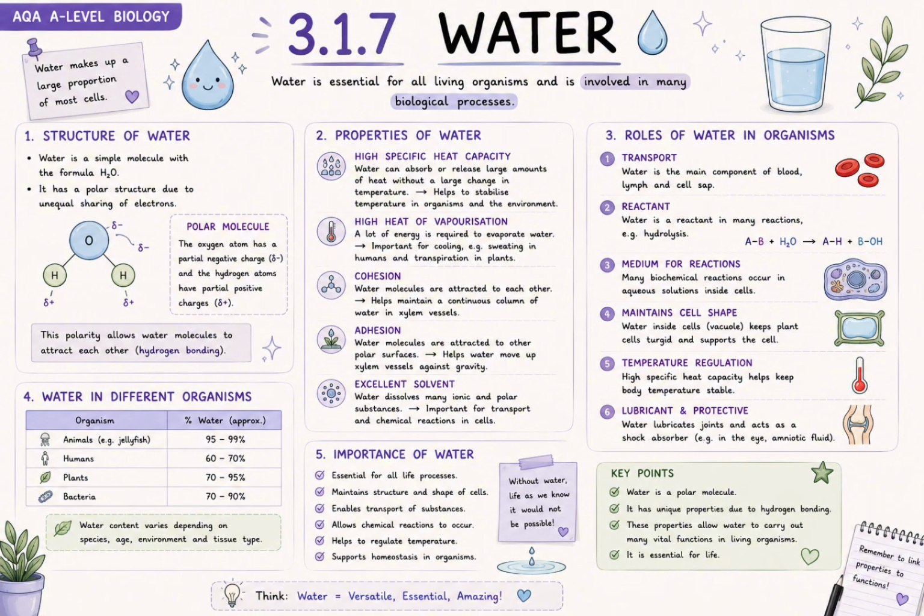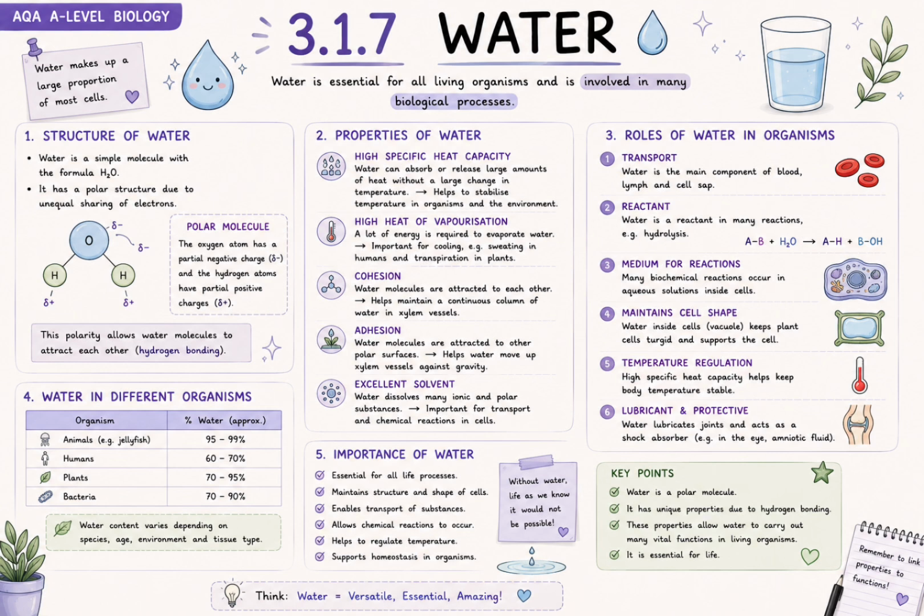Another important property is cohesion. Water molecules are strongly attracted to one another through hydrogen bonding, allowing them to maintain continuous columns within xylem vessels during water transport in plants. Closely related to this is adhesion, where water molecules are attracted to other polar surfaces. Together, cohesion and adhesion assist the movement of water against gravity through plants. Water is also an excellent solvent because its polarity allows it to dissolve many ionic and polar substances. This is biologically essential because many metabolic reactions occur in aqueous solution and substances such as ions, glucose, and amino acids must be transported dissolved in water.